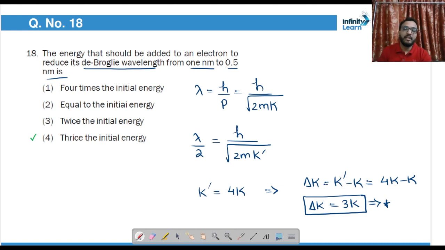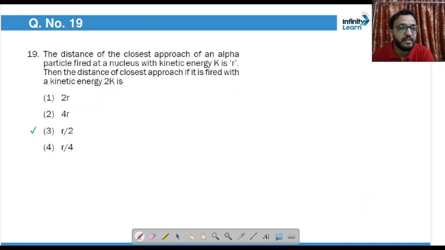Got it? So that is why thrice the initial energy is the answer. The distance of the closest approach. See, it's very easy. The loss in kinetic energy will be equal to the gain in potential energy, right? So whatever is the kinetic energy gives the distance of closest approach.